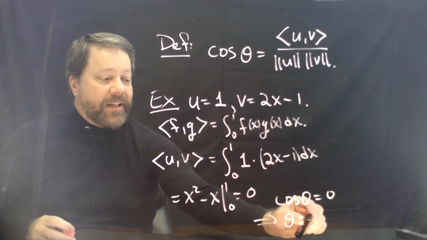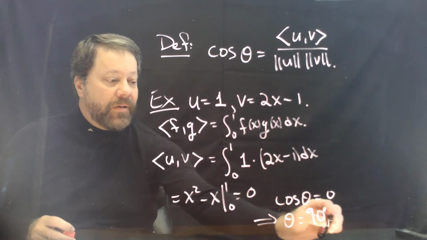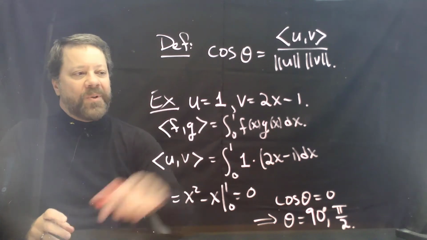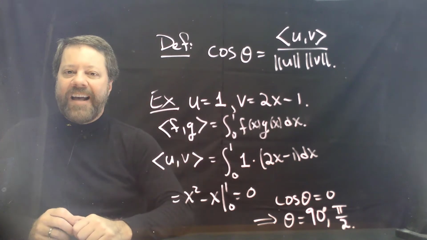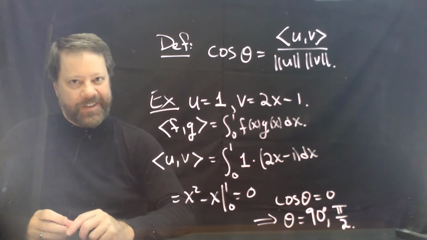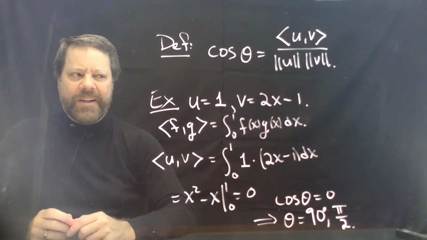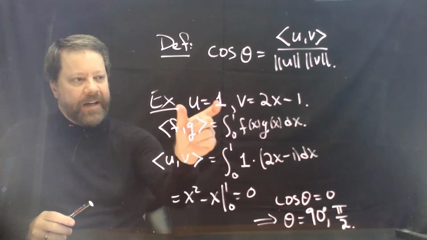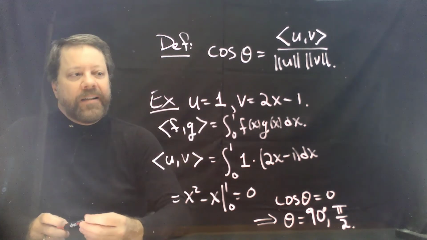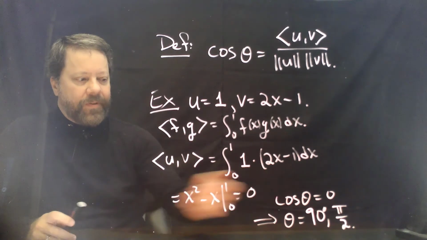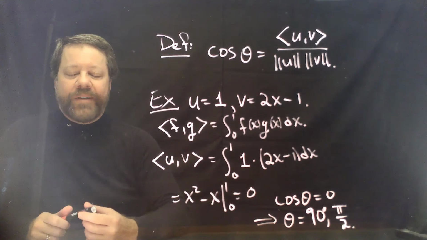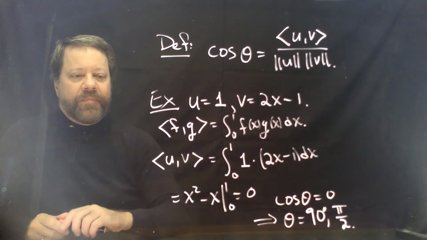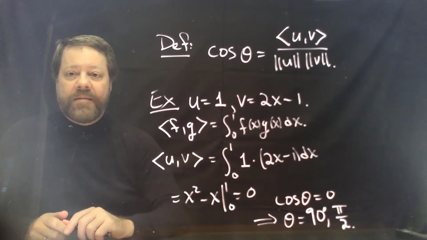We get 90 degrees, or pi over 2 radians. Ooh, so these two functions lie at a 90-degree angle between each other. You might begin to wonder, how many different functions are pairwise orthogonal? Yeah, these two functions are orthogonal to each other because they have a 90-degree angle between them. But surely you can construct other functions that are at 90 degrees to these.